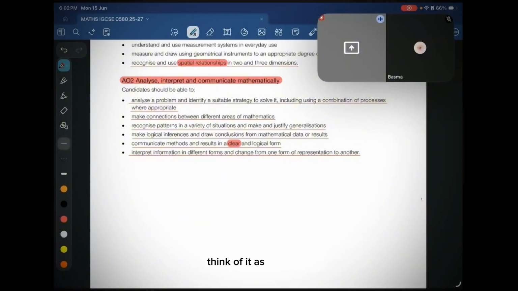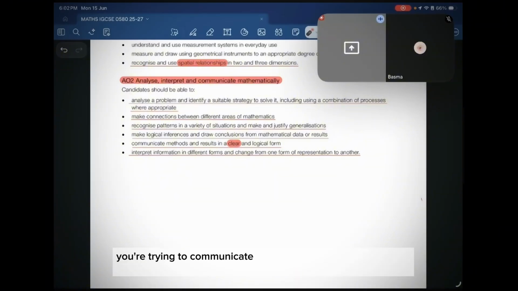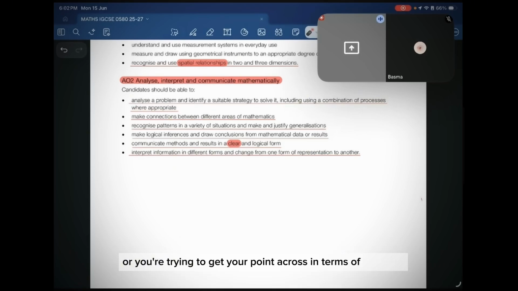Think of it as a language. In English, you convey what you're trying to say, right? Same goes for other languages. You could do the same in Arabic. You could do the same in any language in the world. Math is kind of like that: you're trying to communicate and convey your message, or get your point across in terms of numbers, variables, terminology, signs, notation, stuff like that. Clear, Bisma?